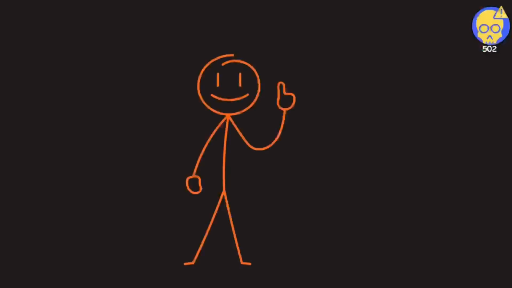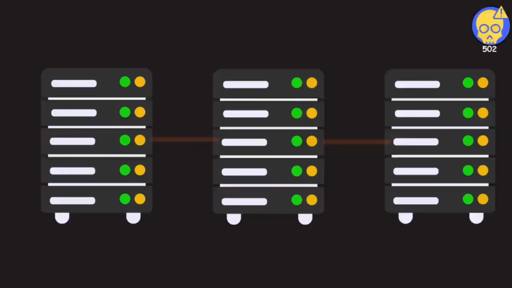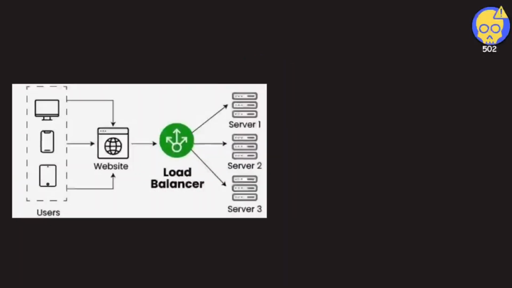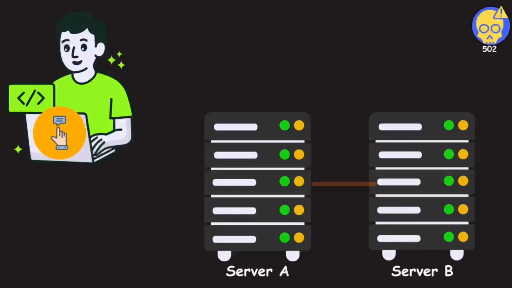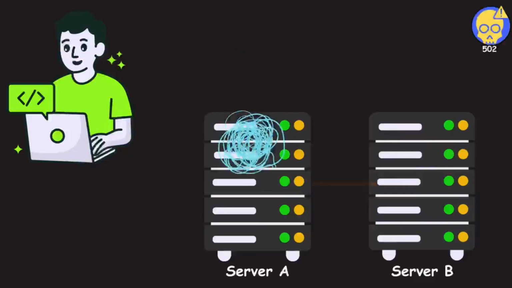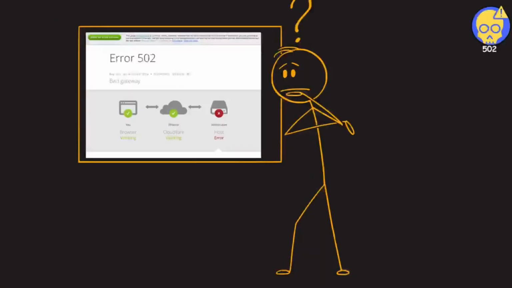502. A 502 error means a middleman server got a bad response from another server it relies on. This happens constantly in load balancers and microservice architectures, where servers form a chain. Your request hits server A, which asks server B for help. But server B is having a meltdown. One server in the chain dropped the ball, and the middleman had to break the bad news to you.